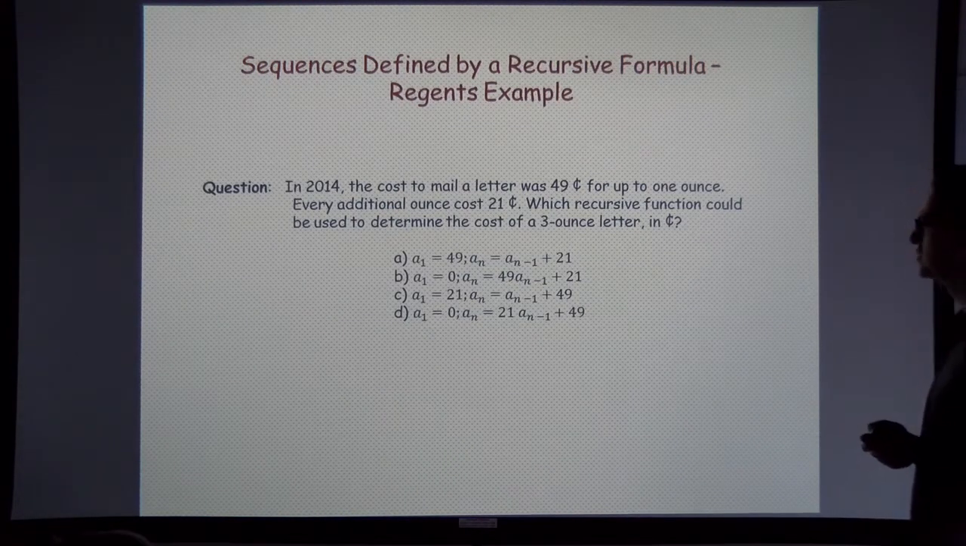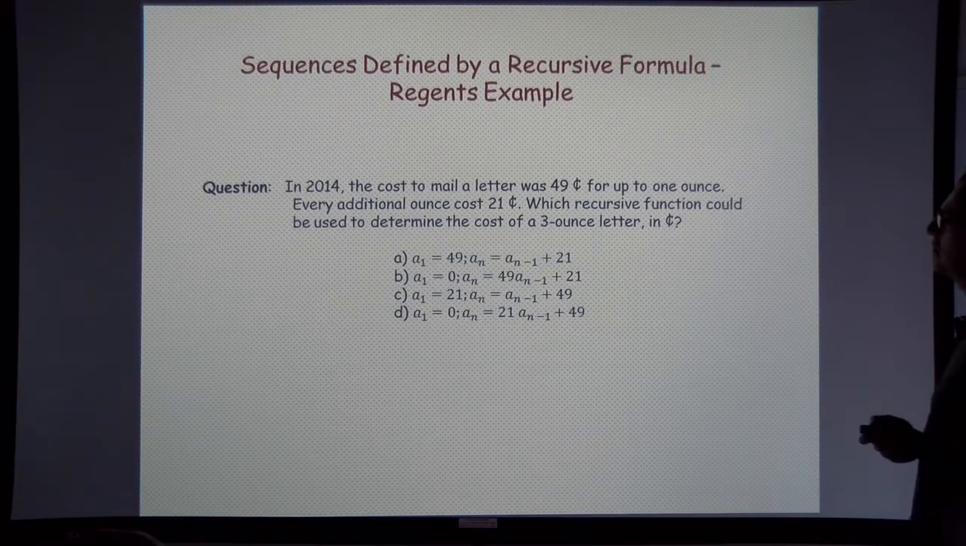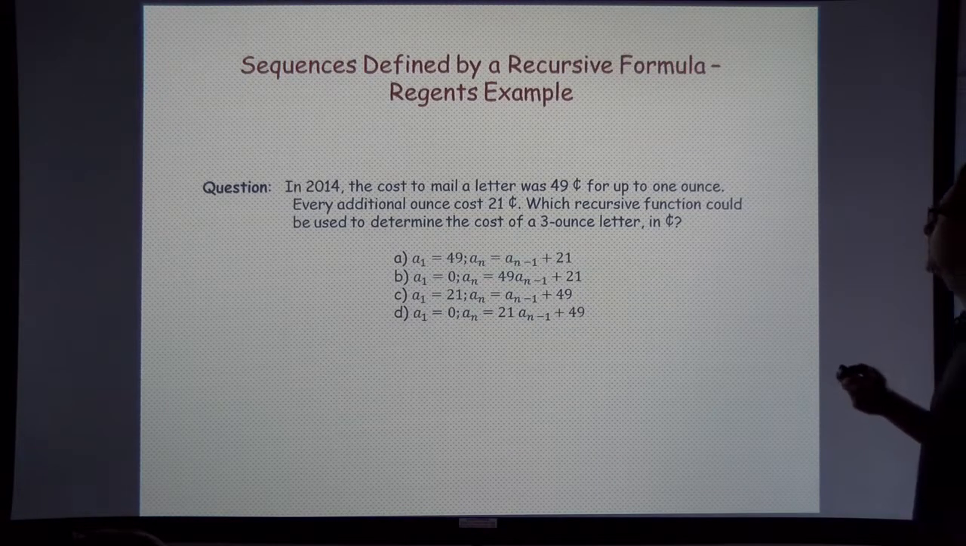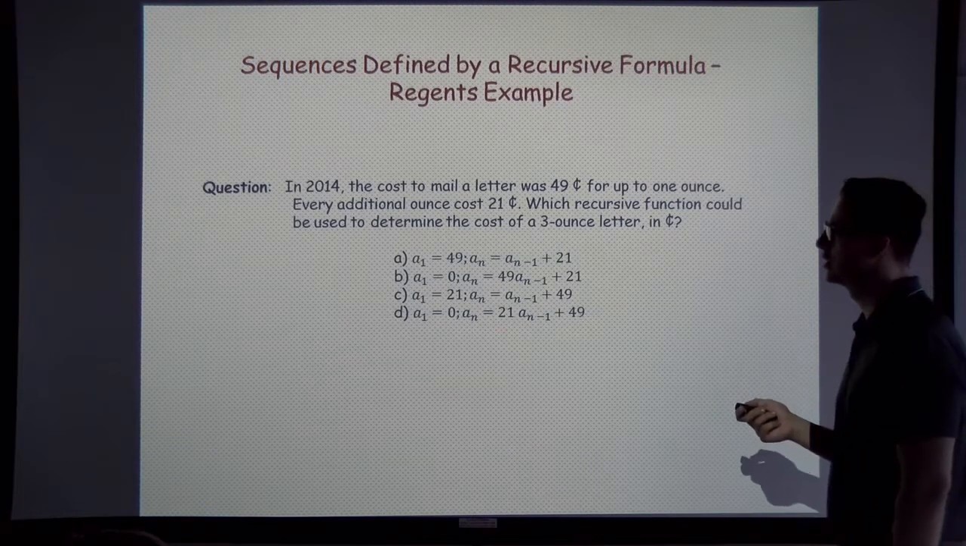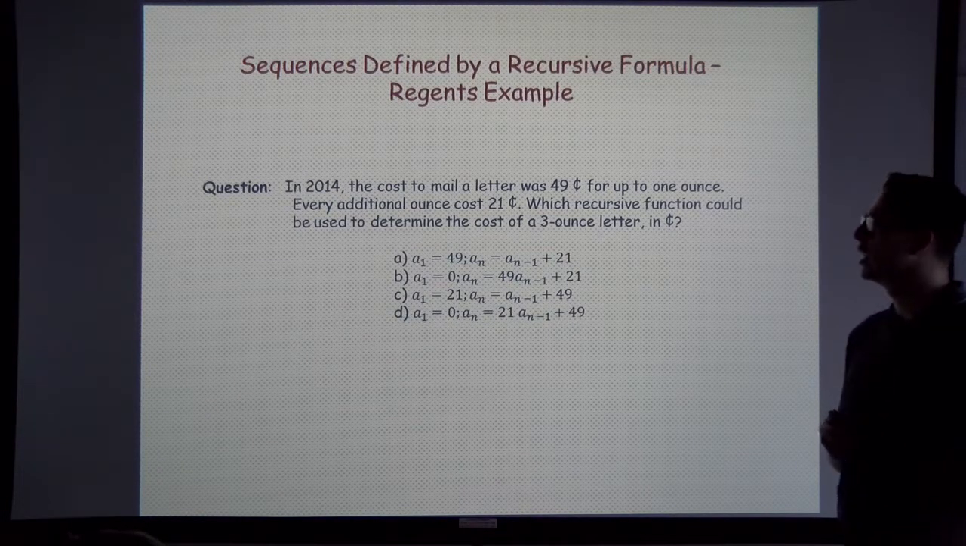So in 2014, the cost to mail a letter was 49 cents for up to 1 ounce. Every additional ounce costs 21 cents. Which recursive function could be used to determine the cost of a 3-ounce letter in cents? I'll give you guys about 30 seconds and let's see what equation we could come up with.